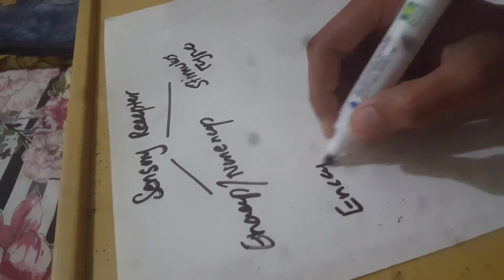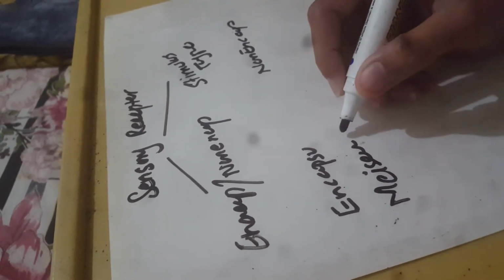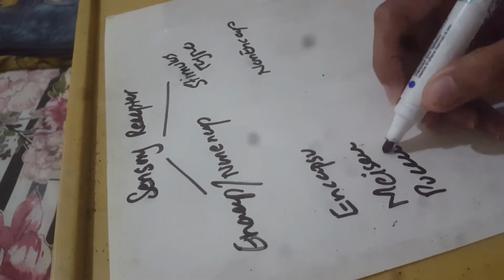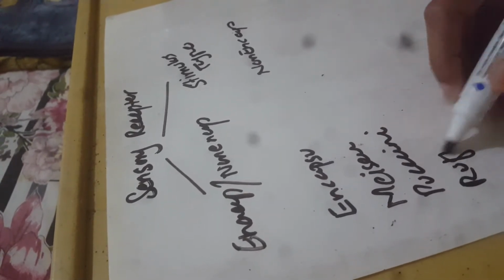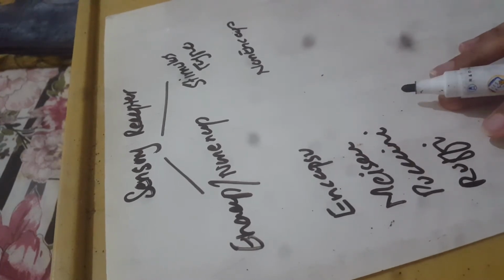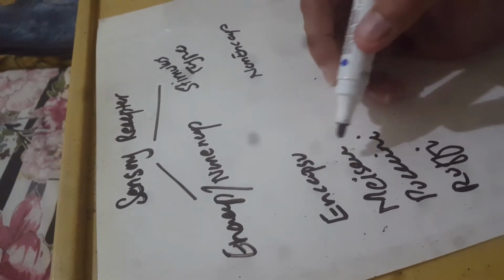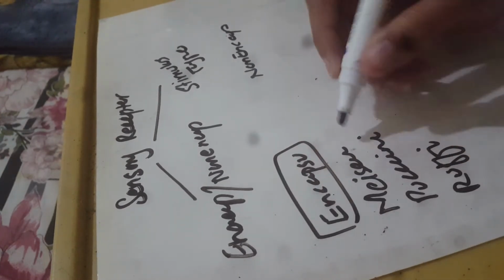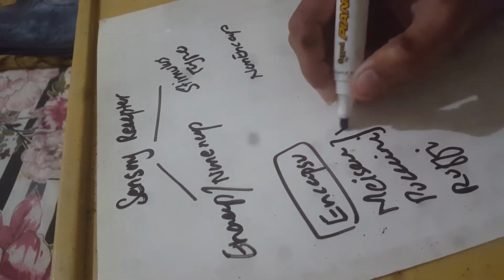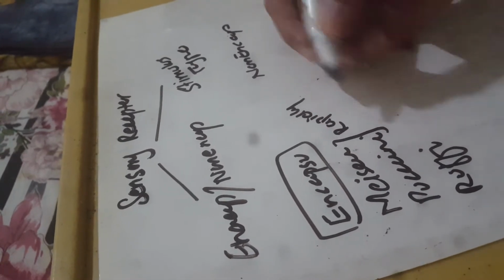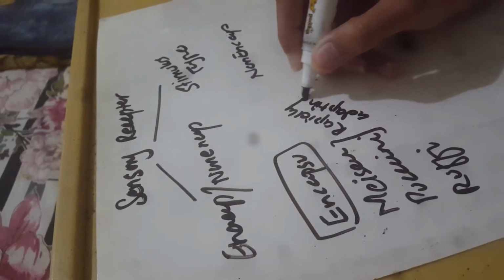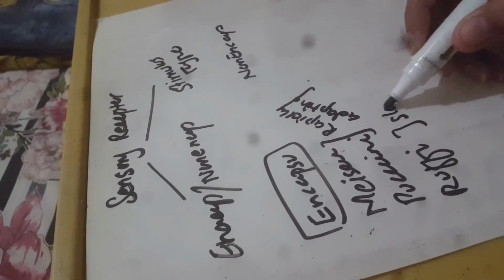Right? In encapsulation, we have encapsulated, and this is non-encapsulated. Encapsulated receptors are Meissner's corpuscle, we have Pacini's corpuscles, and we have Ruffini. These three are encapsulated, right? These two, Meissner's and Pacini's, are rapidly adapting, and Ruffini corpuscle is slow adapting, right?